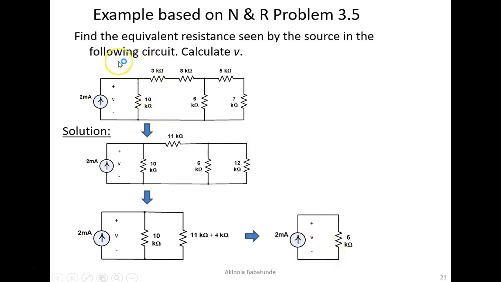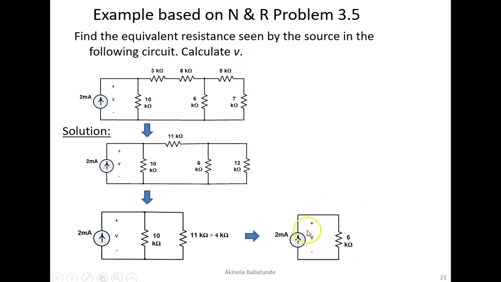So you will find out that we have reduced this big circuit, this circuit that looks complex, to something very small with just two elements. Independent current source remains 2 milliamperes, and the equivalent resistance will now become 6 kilo ohms. With these, we can do anything we want to do. The first thing we want to do is to find the equivalent resistance according to the question, which we have done. Then the next thing we have to do now is to calculate this V here.